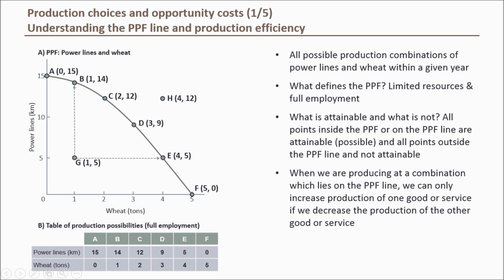Remember, there's an infinite amount of different production allocations of wheat and power lines within the PPF which are possible, but only points on the PPF are production efficient. Points outside the PPF, like point H, are not possible because the economy does not have enough resources to produce so much of each good within the same amount of time.